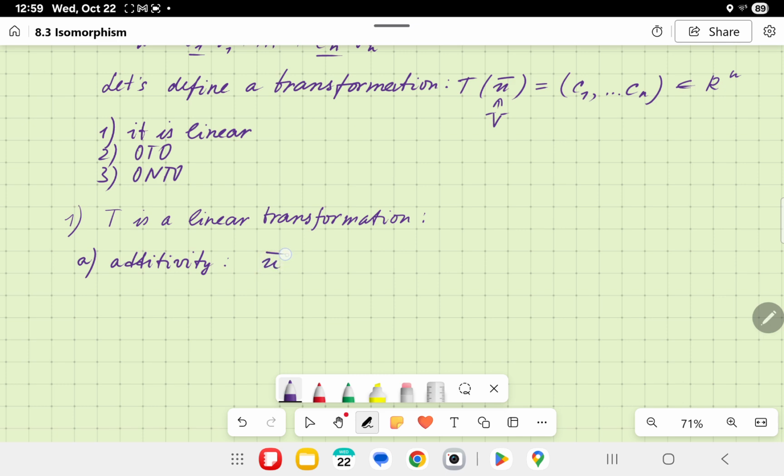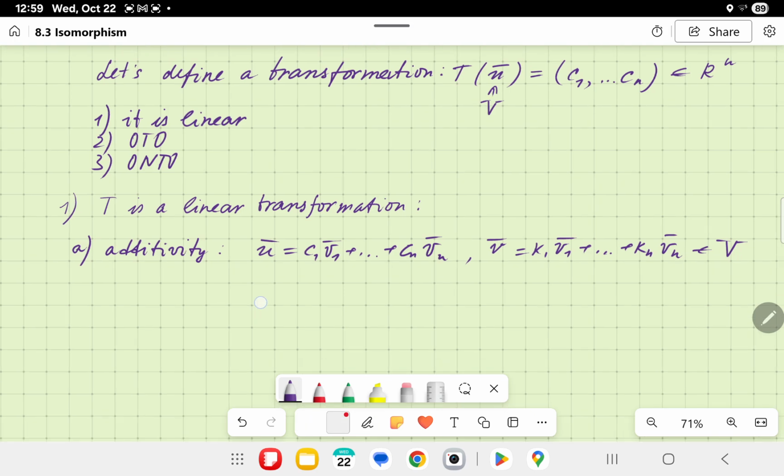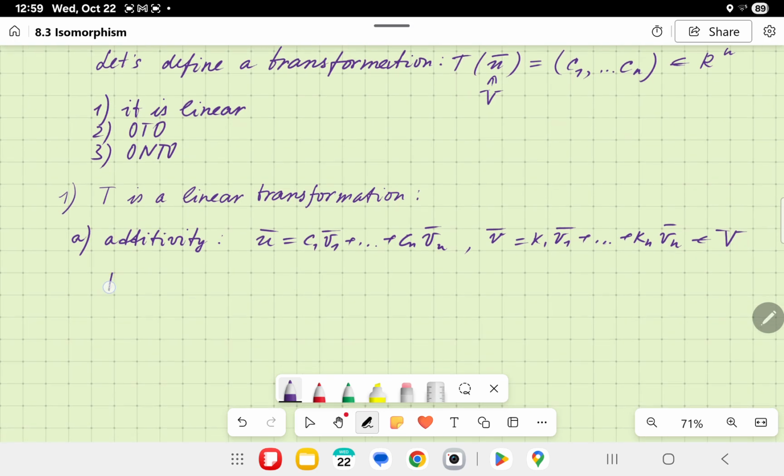Let's imagine that we have two vectors, u equals c1 v1 plus ... plus cn vn, and vector v equals k1 v1 plus ... plus kn vn. Well, just two arbitrary vectors which belong to vector space V. We can represent them through the basis. Now, what is going to be the transformation of the sum of them, u plus v?